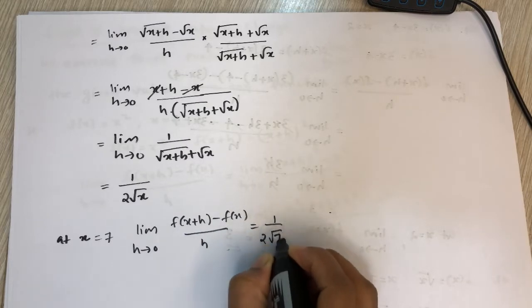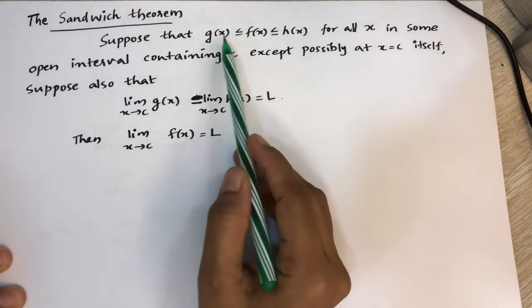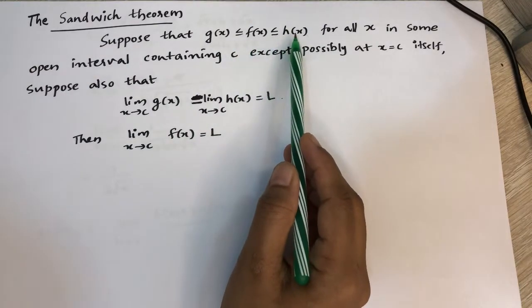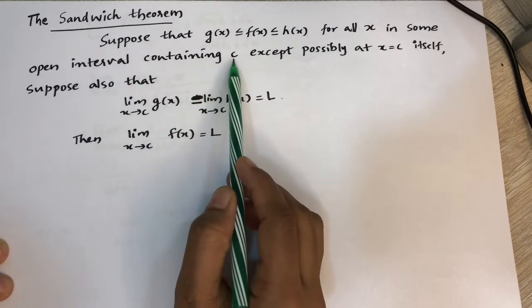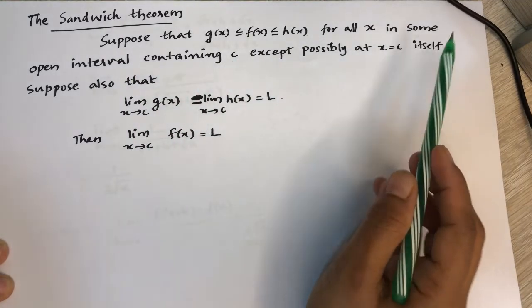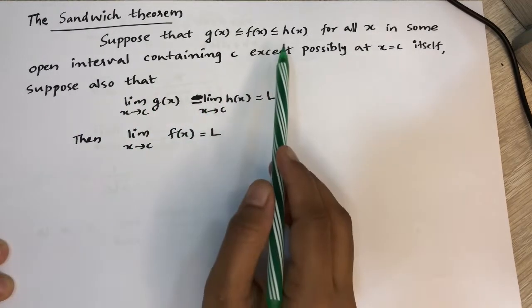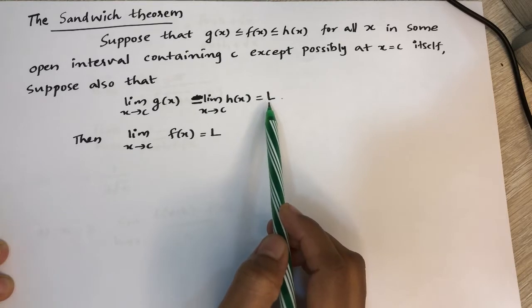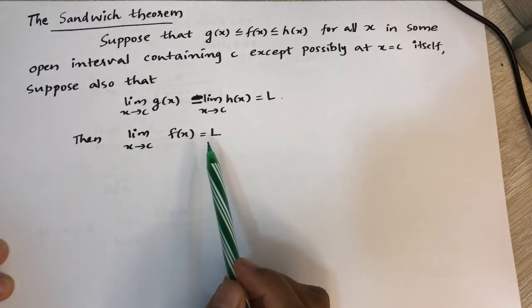To solve the next question, we need the sandwich theorem. Suppose that g of x is less than or equal to f of x, which is less than or equal to h of x, for all x in some open interval containing c, except possibly at x is equal to c itself. Suppose also that limit x tends to c g of x is equal to limit x tends to c h of x is equal to L, then limit x tends to c f of x is equal to L.